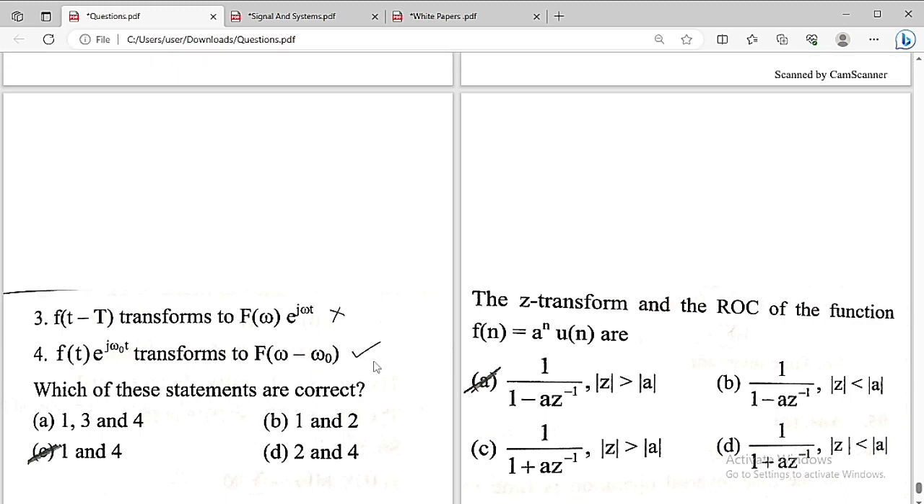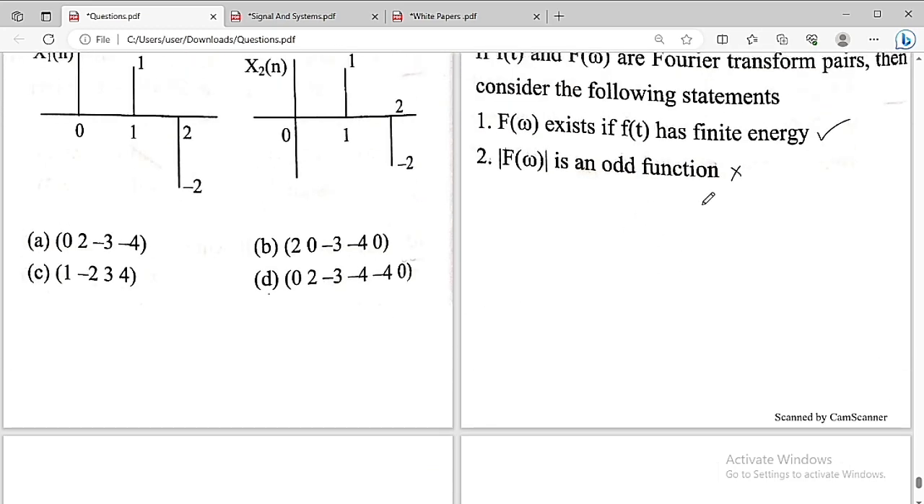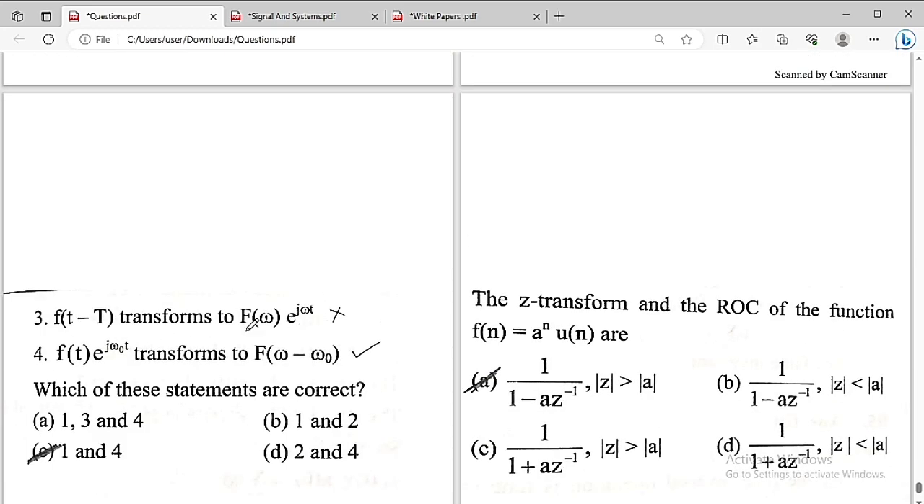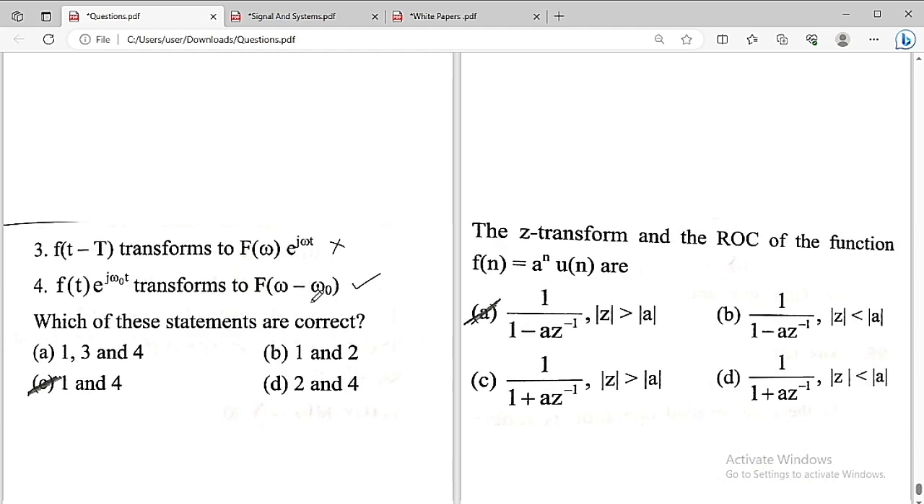So therefore we can say option 1 and option 4 are the correct statements, whereas option 2 and option 3 are wrong. But if you want this to be correct, then what should the value be? It should be F of omega into e to the power of minus j omega capital T, it should be there. Okay. So this is the correct solution of this question.